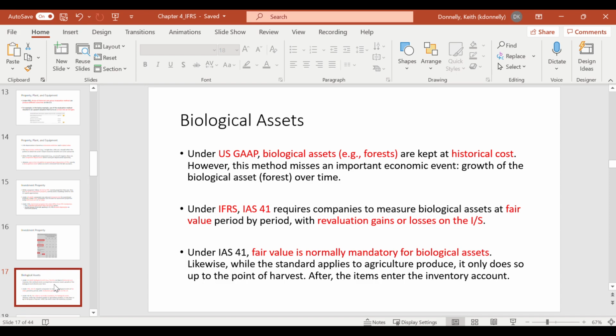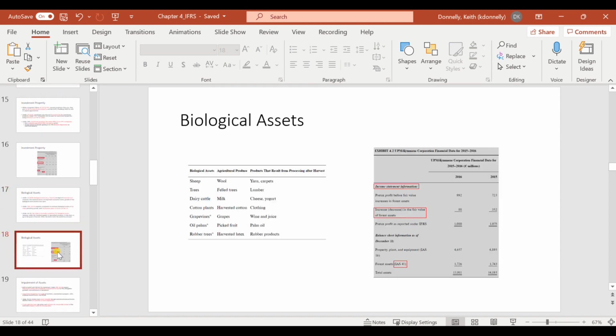And in this case, revaluation gains or losses are going to go on the income statement. So that's, again, similar to that investment property. Use it at fair value when you do have the revaluation gain or loss on the income statement. This is just showing an example of that, types of biological assets. Here's the income statement. The increase or decrease would go and affect net income.